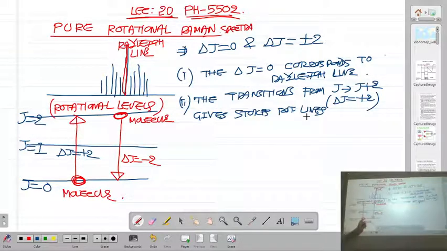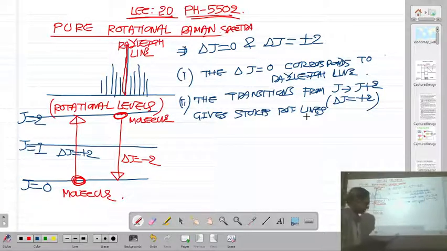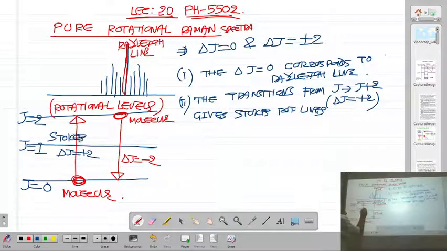I have shown the transition of the molecule from the lowest rotational level J is equal to 0 to the upper rotational level J is equal to 2. What is the difference of rotational quantum number? 2 minus 0, that is plus 2. So this transition from J to J plus 2, delta J is plus 2, gives the Stokes line.